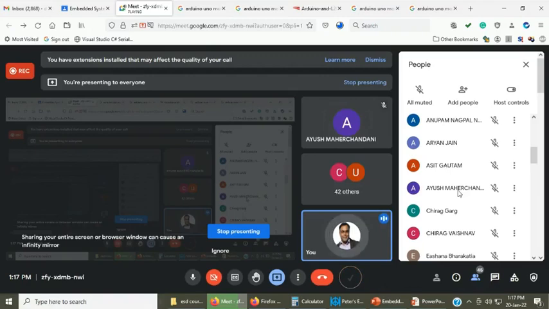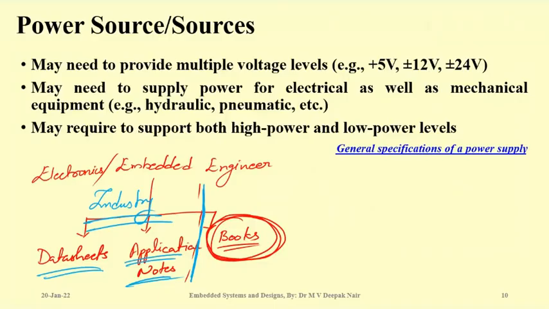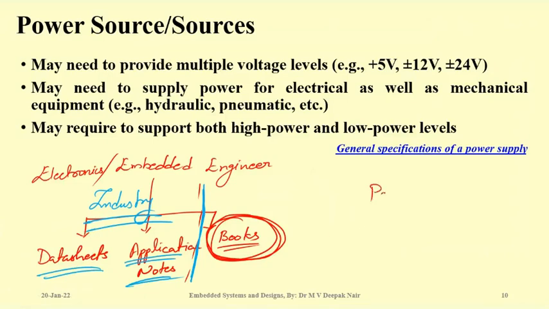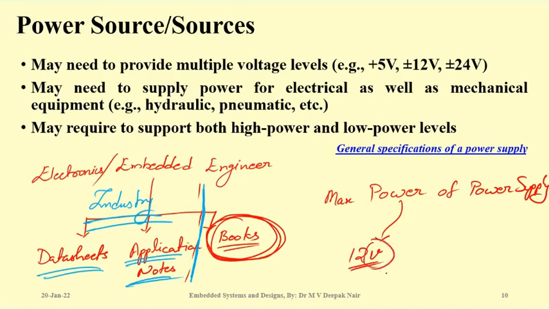Just now realize the importance of technical knowledge. The question was about the maximum power from the power supply. And the answer 95% of students will give was 12 volt. So now the first question, is it a correct answer? No, sir. Power is not voltage. Voltage is a different unit. Power needs watts, right? Power is represented in watts.